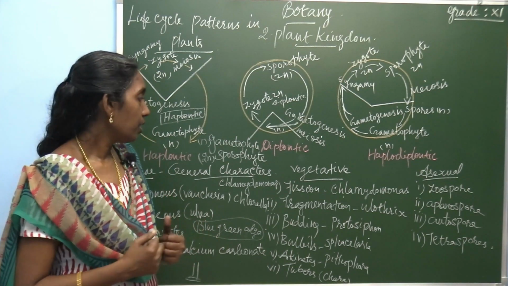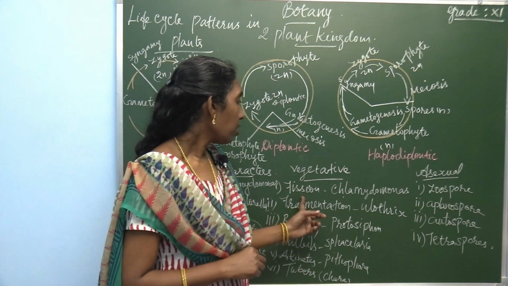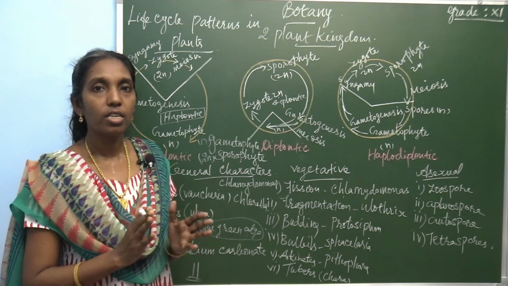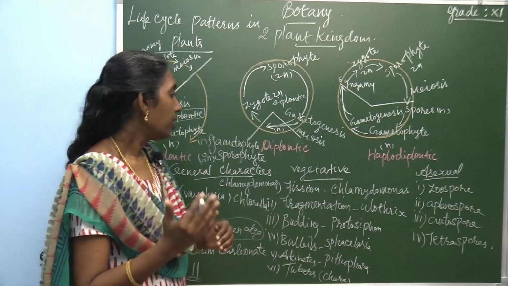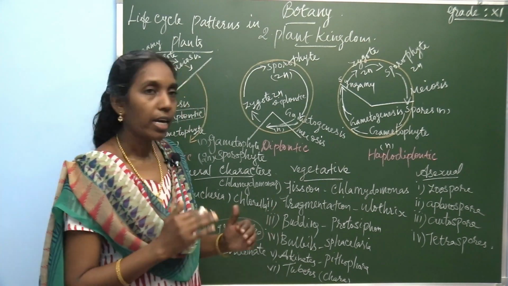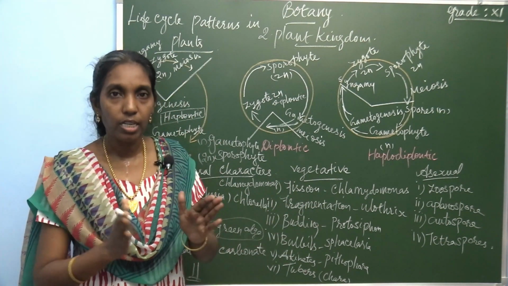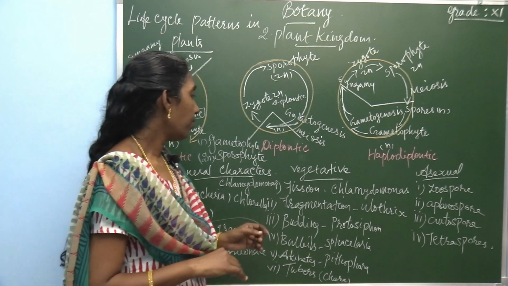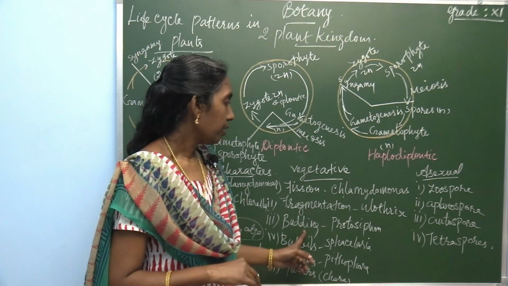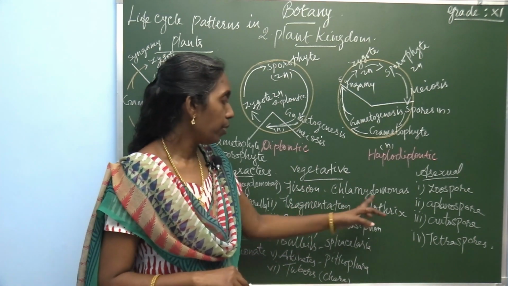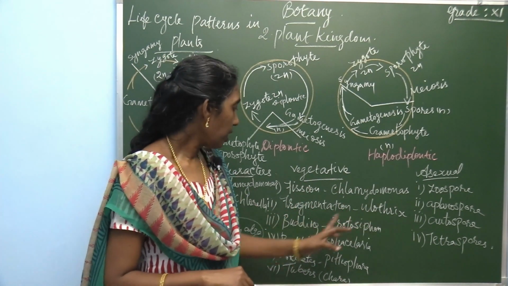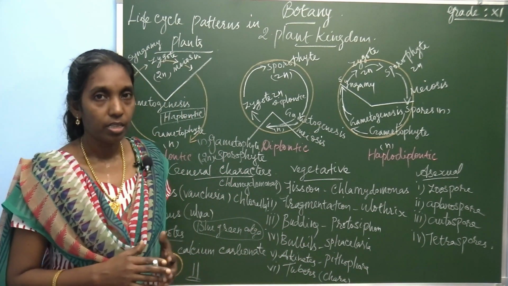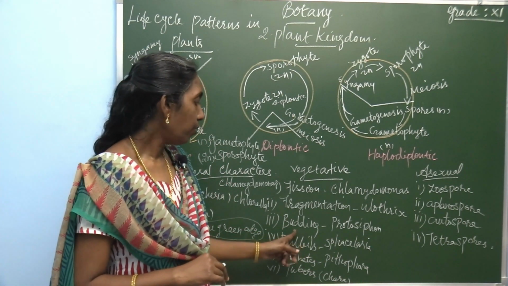Vegetative is a very simple method of reproduction. There is fission. Fission we all know, binary fission, one cell divides into two and develops into new cells. Then fragmentation, the entire thallus is divided into small bits, each bit has the ability to develop and grow. Then budding. One example of fission is Chlamydomonas, fragmentation Ulothrix, budding Protosiphon. Protosiphon is the alga which is an example of budding.